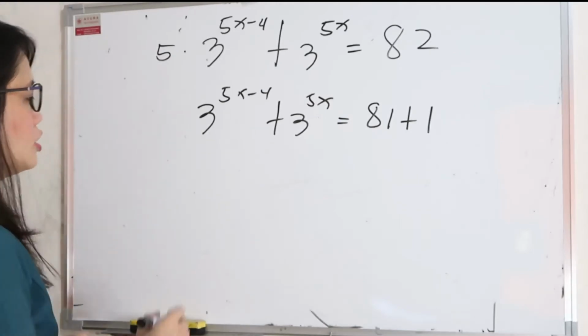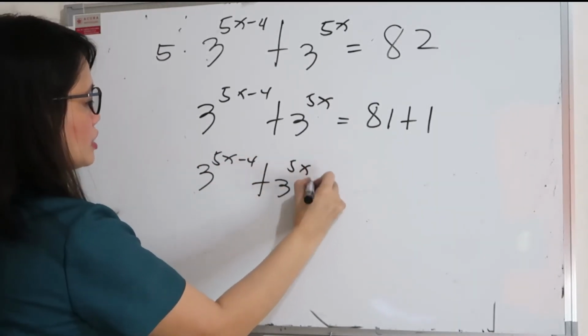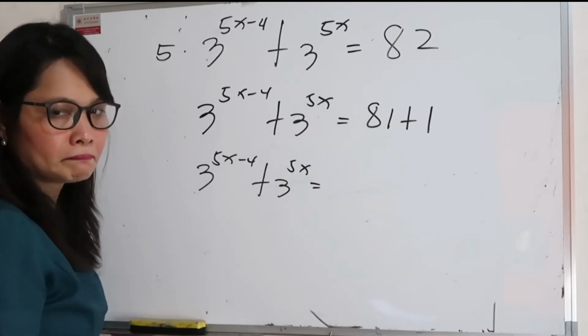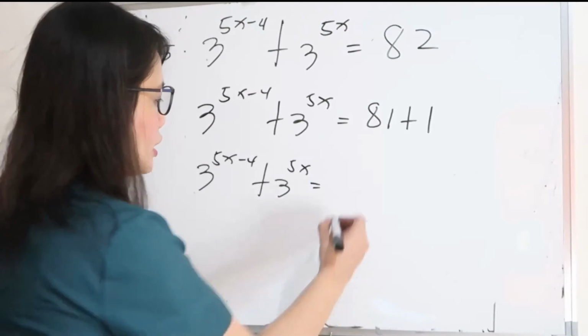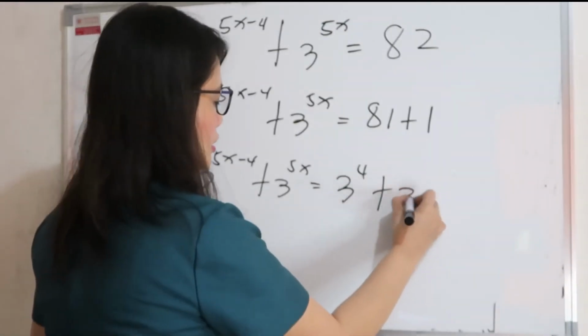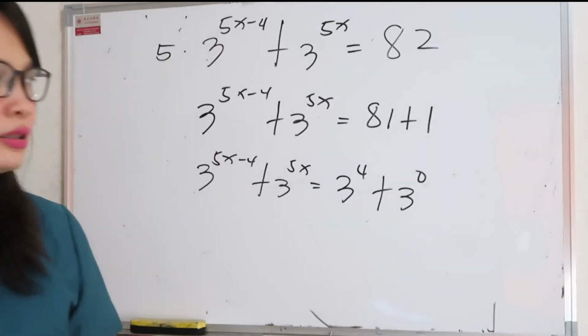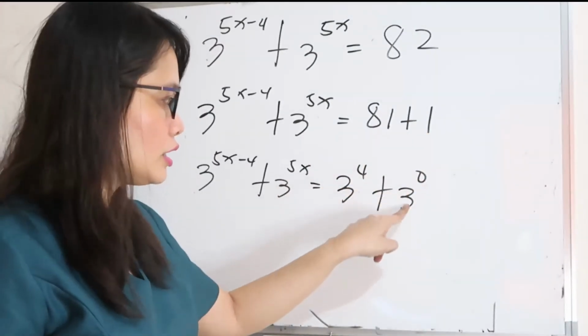Try to examine this. We have 3 raised to 5x minus 4 plus 3 raised to 5x is equal to 81 plus 1. Can we convert 81 so that the base is 3? 81 is 3 raised to 4. So 3 raised to 4 plus 3 raised to 0. Remember that 3 raised to 0 is 1.